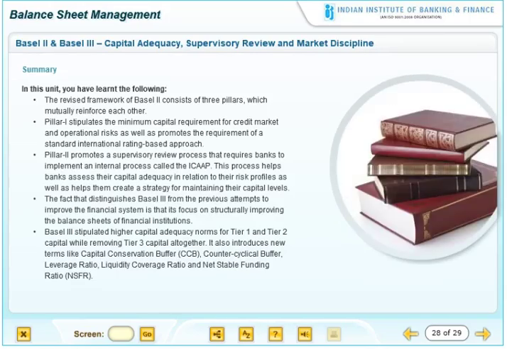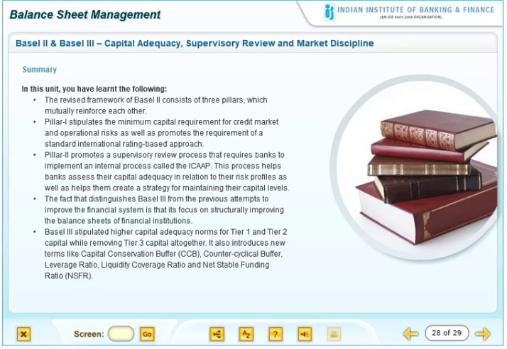In this unit, you have learnt the following. The revised framework of Basel II consists of 3 pillars which mutually reinforce each other. Pillar 1 stipulates the minimum capital requirement for credit, market and operational risks, as well as promotes the requirement of a standard international rating-based approach.